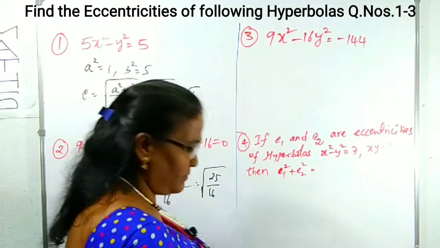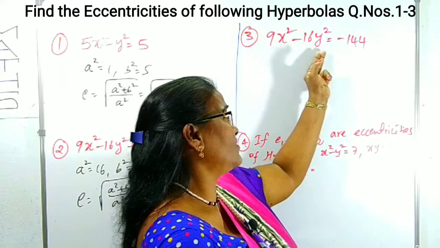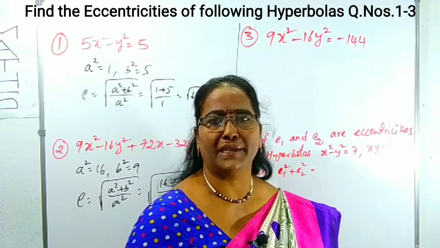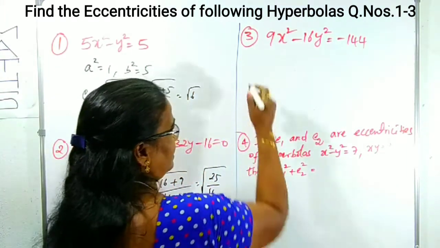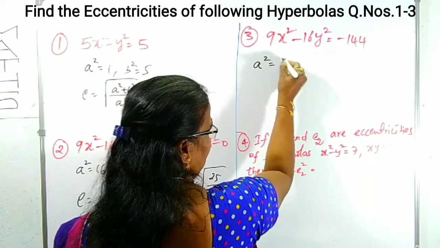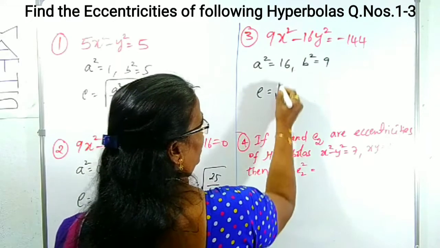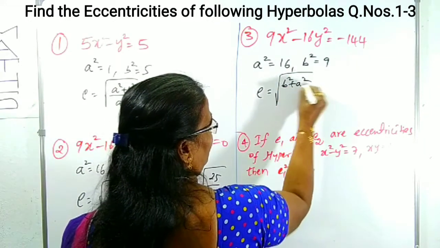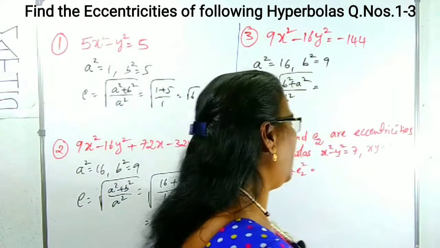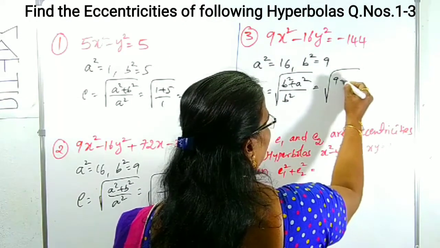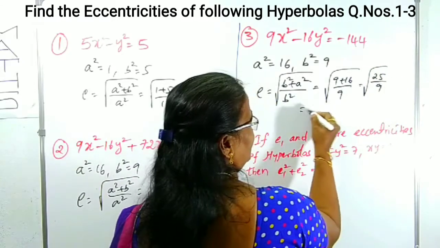Clearly, which type is it? What is the constant? 9x square minus 16y square. The x square term minus the y square term is there, and on the right side it is minus 144. Minus, in the sense, means it will be a conjugate hyperbola. For this, what is a square? Same rule: a square is 16, b square is 9. And e is root over (b square plus a square) by b square. It is clearly a conjugate hyperbola. Now we can calculate this: the result is root over (9 plus 16) by 9, that is root over 25 by 9, in the sense 5 by 3.